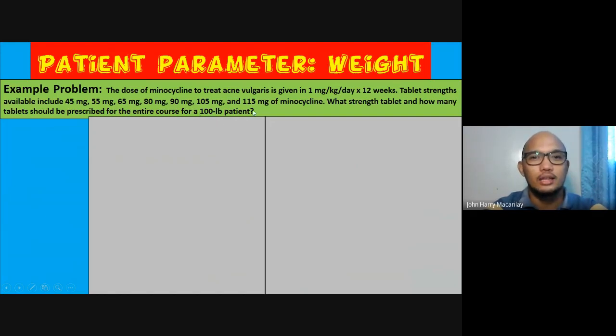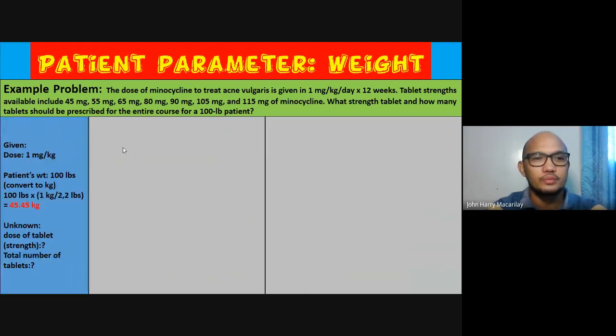So for this 100-pound patient, what is the specific dose? If the adult dose is equivalent to 1 milligram per kilogram, which among the available preparation are we going to use? And how many tablets are we going to prescribe to this particular patient? So let's write the given. The dose is 1 milligram per kilogram, and the patient's weight is in pounds. So we will convert the weight from pounds to kilograms. Multiplying 100 pounds by a ratio that is equivalent to 1 kilogram per 2.2 pounds.